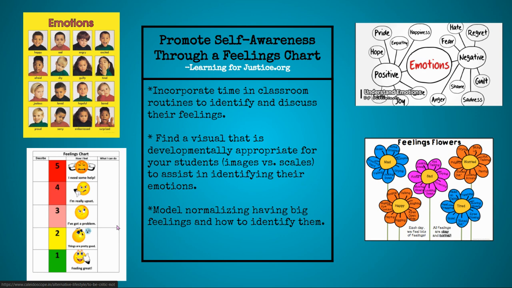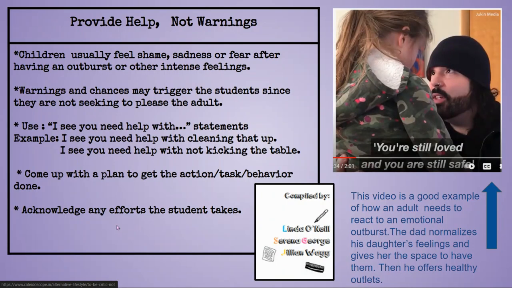So model normalizing having big feelings and how to identify them. So maybe they don't know that embarrassed isn't the same thing as mad. Maybe embarrassed, you want to cry. Mad, you make your fist hard. You feel something in your stomach. So teach the children to identify what they are feeling. And sometimes we have more than one feeling.